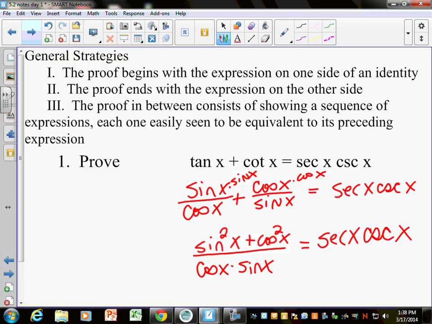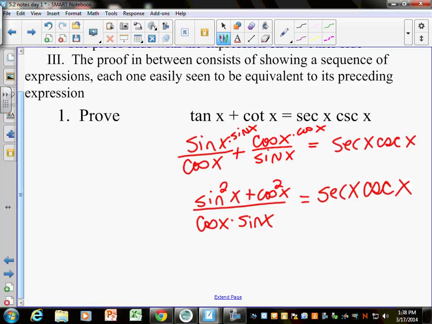Just like we did last week, as you're doing the algebra part of it, hopefully the trig part will come into play here. Do we know what sine squared x plus cosine squared x equals? 1, so I could rewrite that as 1 over cosine x sine of x.